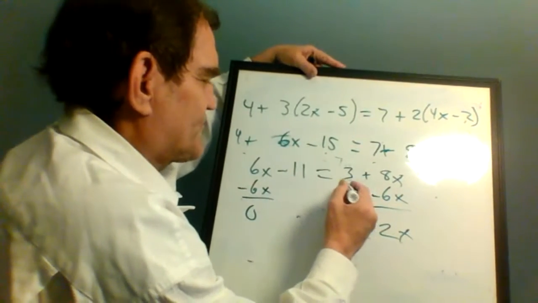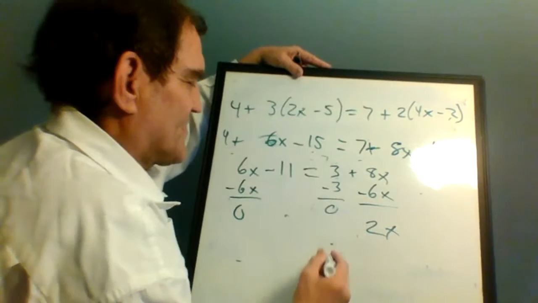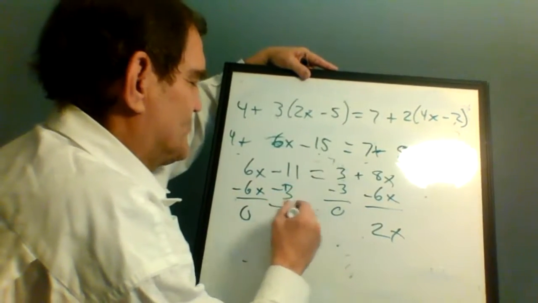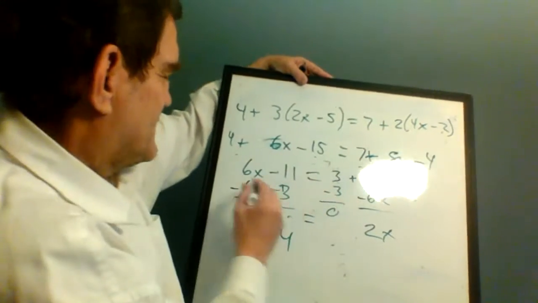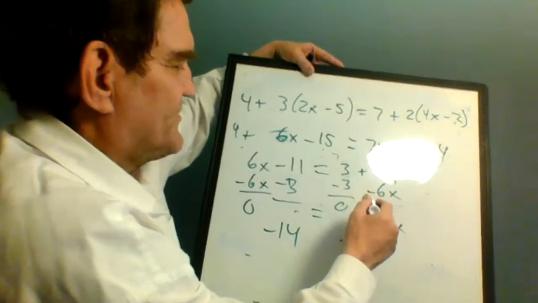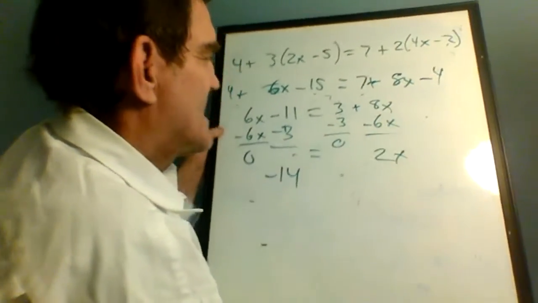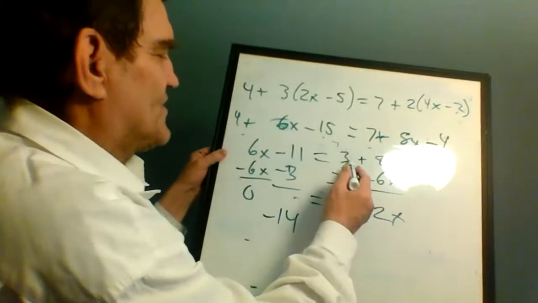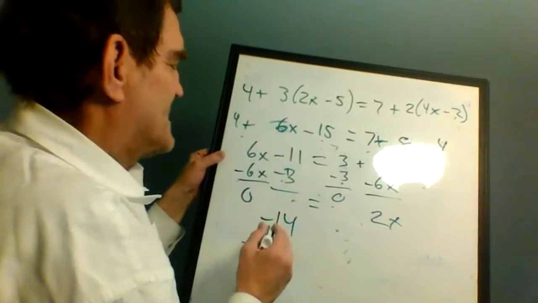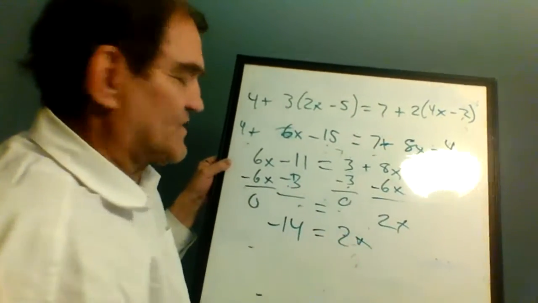And then you've got this 3 here. You want to get rid of the 3, so you subtract 3 from here, which makes it 0. And then you subtract 3 from negative 11, which makes it negative 14. Again, 6x minus 6x is 0. 8x minus 6x is 2x. There's 3 left over. You subtract 3 from 3 to get 0, and subtract 3 from negative 11. You get negative 14. So you end up with 2x is equal to negative 14.